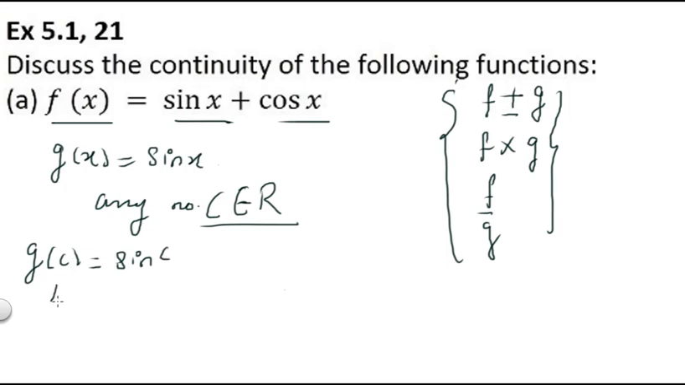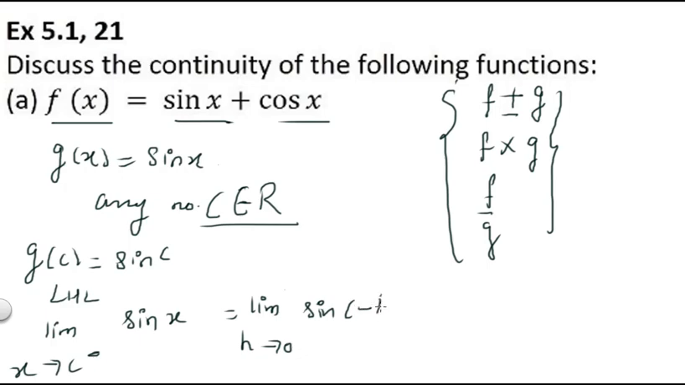Suppose you do the LHL part. Limit x tending to c minus of sin x. So what will you write? Limit h tending to 0 of sine of c minus h. Correct. So when you write c minus h, put h equal to 0, you get sin c only. Similarly, when you write c plus h, again putting h equal to 0 in RHL, what will you get? Sin c. So you see sine is a continuous function at any value that belongs to real numbers. Similarly, you can prove for cos and then say if both are continuous, their addition and subtraction is also continuous. This is known as algebra of continuous functions.